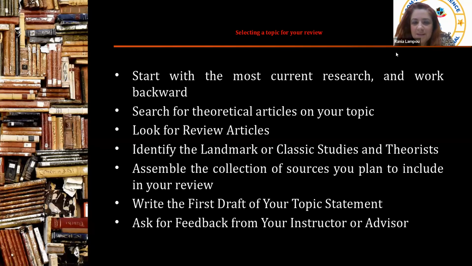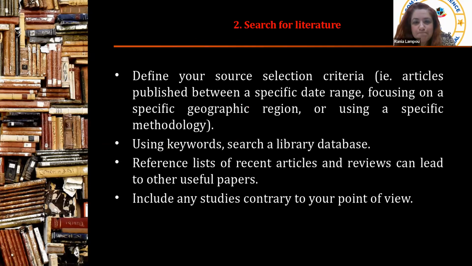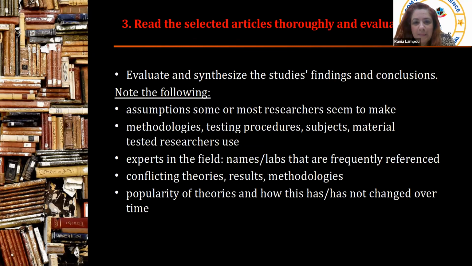Look for review articles, identify the landmark or classic studies and theories, start with the most current search and work backward. Assemble the collection of sources you plan to include in your review, and write the first draft of your topic statement. Narrow your topic, as said before, by limiting the scope to a smaller topic, and evaluate and synthesize the studies' findings. This has to do with paying attention to assumptions, methodologies, experts in the field, and conflicting theories.